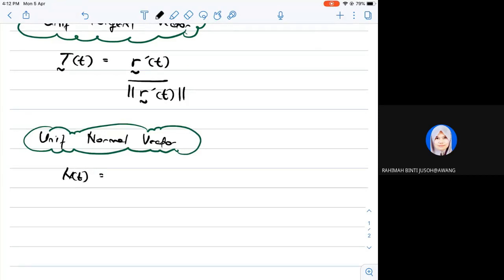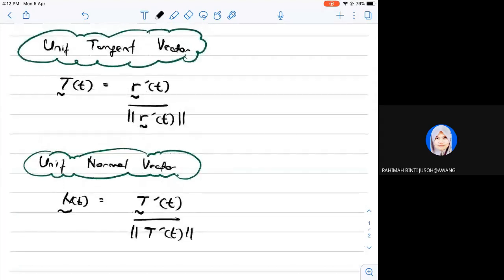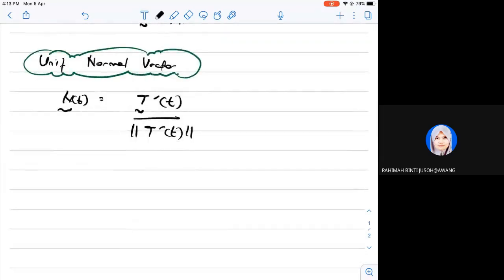So the unit normal vector is denoted as N. Okay, formula dia ialah unit tangent vector ni you kena differentiate. T prime t divided by magnitude of T prime t. Maksudnya guys, kalau soalan tu tanya unit normal vector, means that you have to find the unit tangent vector first. Sebelum you dapat cari unit normal vector, you kena cari unit tangent dulu sebab dalam formula unit normal ni adalah T prime t. So lebih panjang lah jalan kerja untuk unit normal.